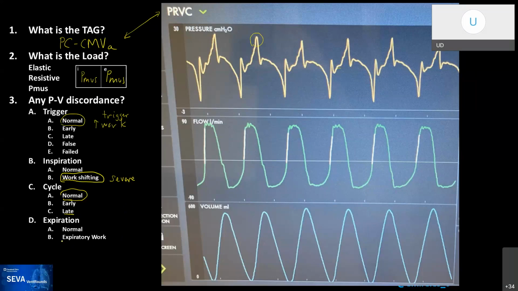Expiration, you can see how the negative flow is going away from the baseline. So I think that's expiratory work. Yeah, sorry it took time for me to work it through. No, Udi, well, good job.